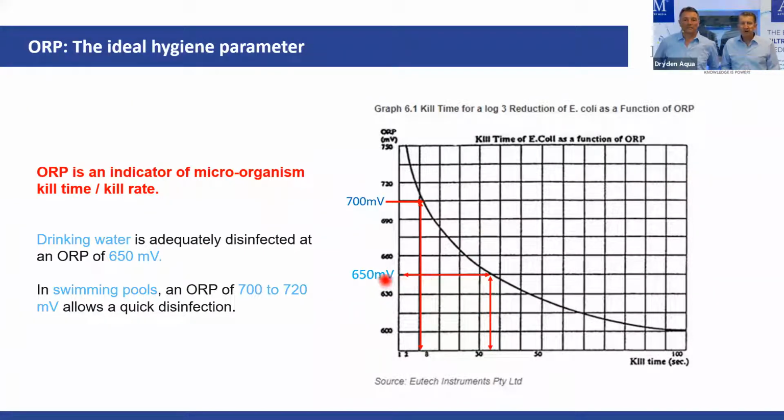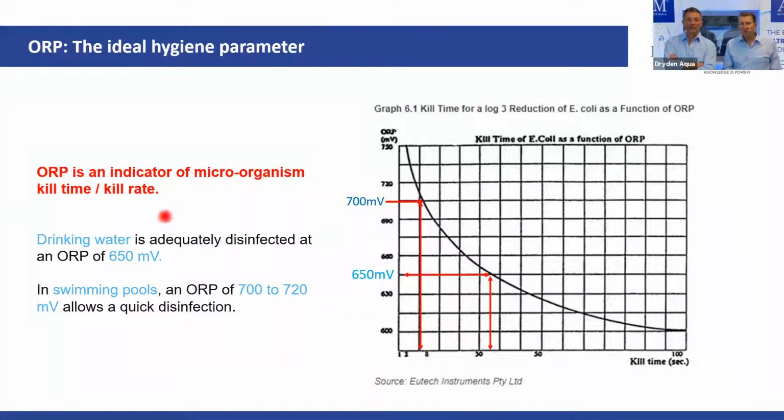If we have an ORP of 650 millivolts, then our kill time will be just a little bit, around 30 seconds, to kill 99.9% of E. coli bacteria in this example. If you increase your ORP to 700 millivolts, the kill time is reduced to 5 seconds. This is the difference.